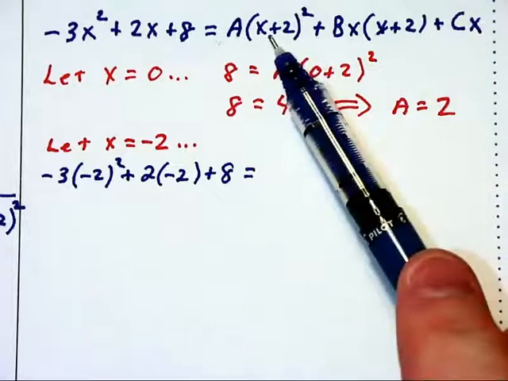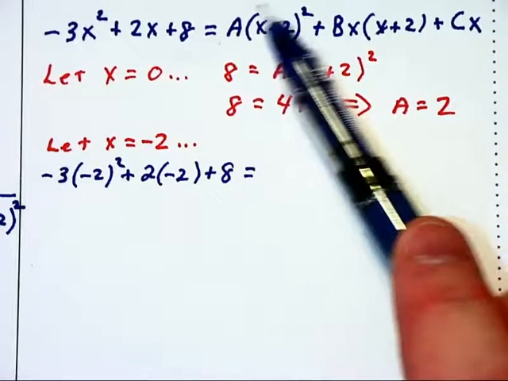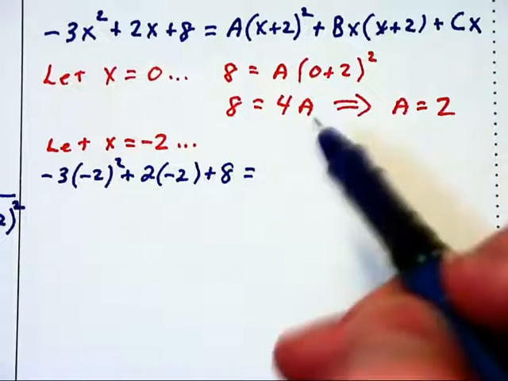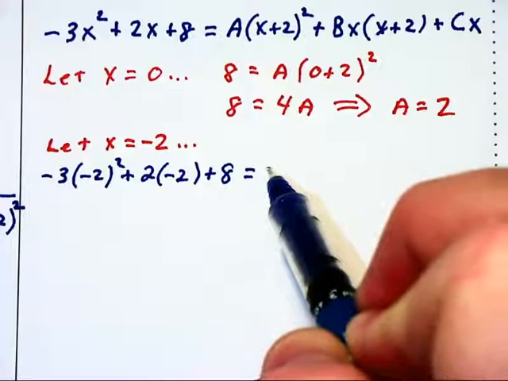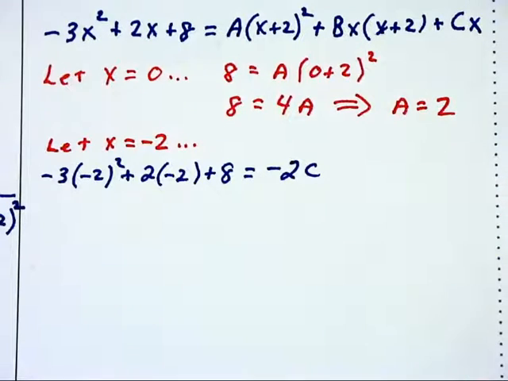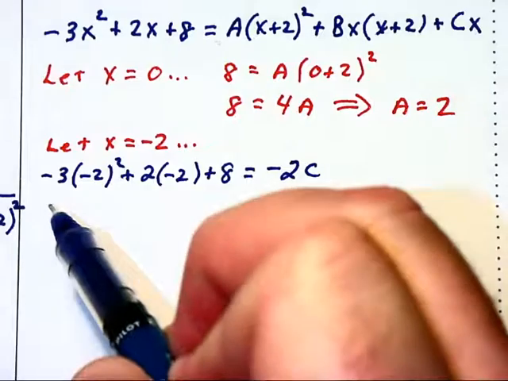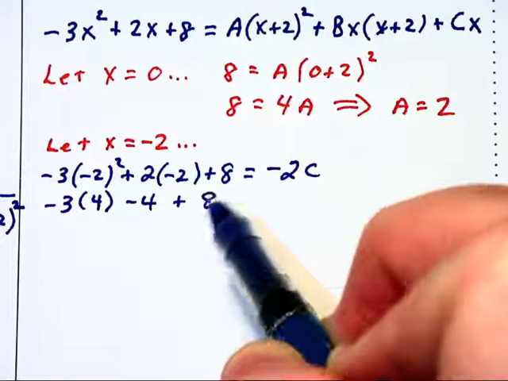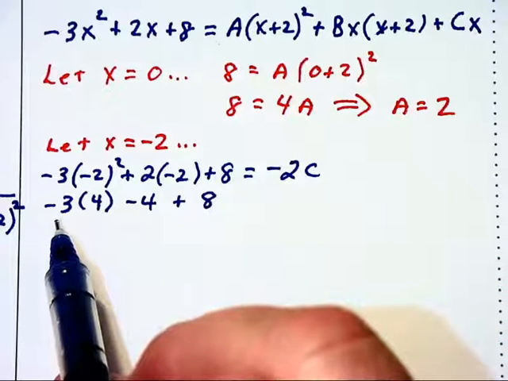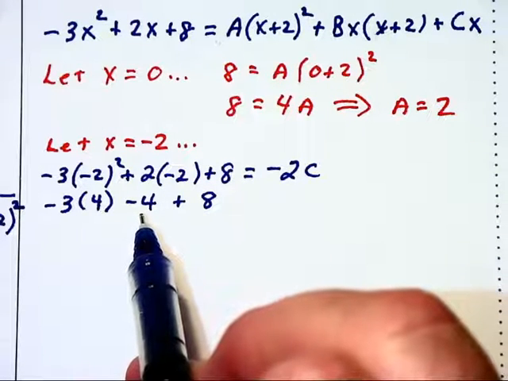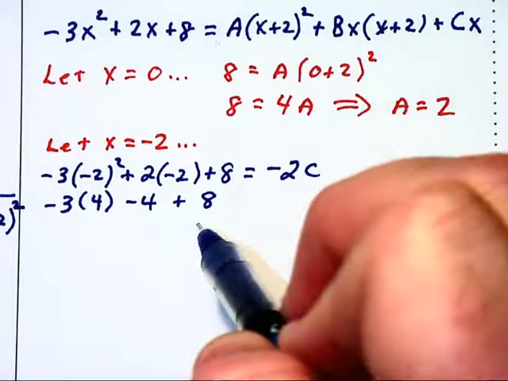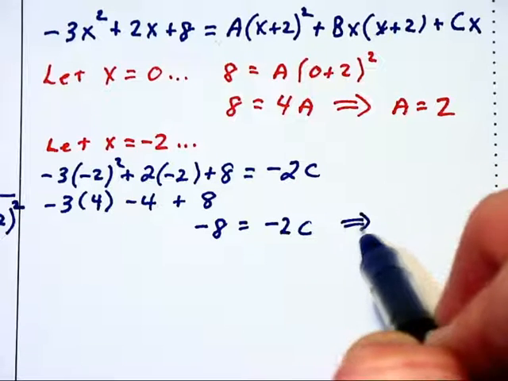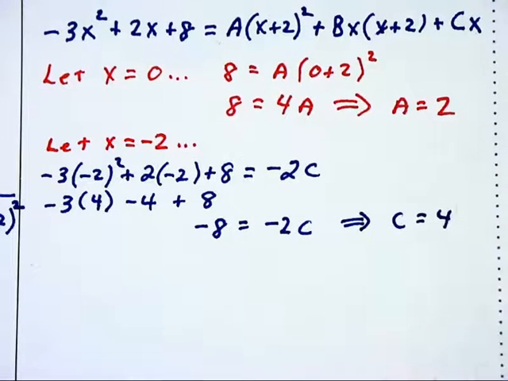Now when I substitute the negative 2 in, it's going to zero out the term with a in it, as well as the term with b in it. So we're really just going to have c times negative 2, which is negative 2c. Okay, so that equation's not that bad. We have negative 3 times 4 minus 4 plus 8. That's negative 12 minus 4 is negative 16 plus 8, that becomes negative 8 equals negative 2c, and that will imply that c is equal to 4.